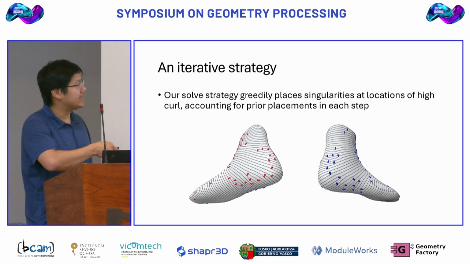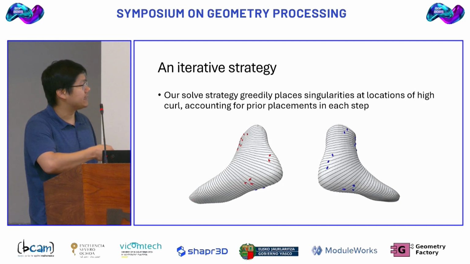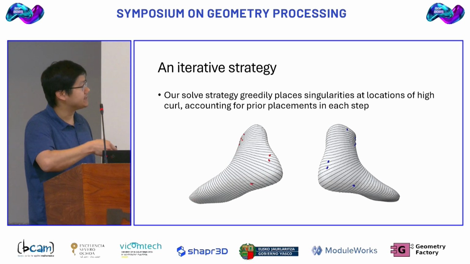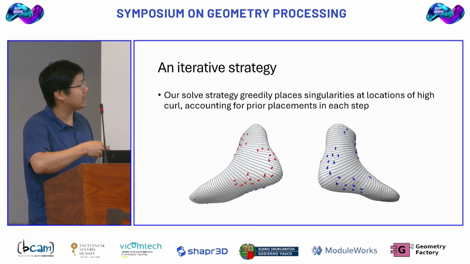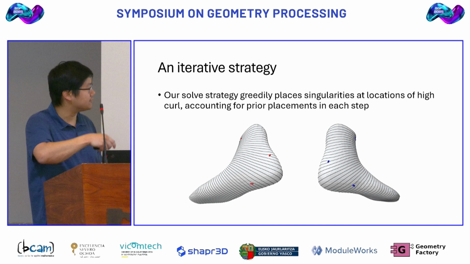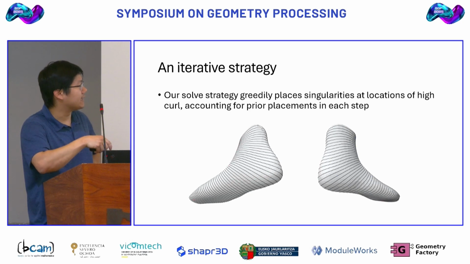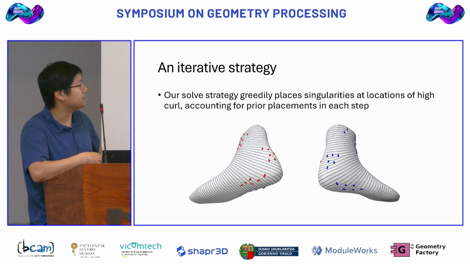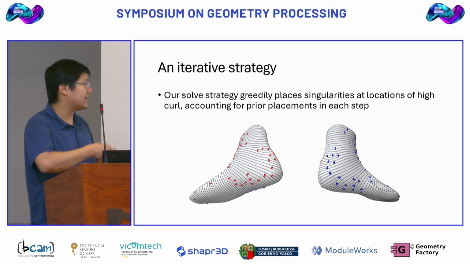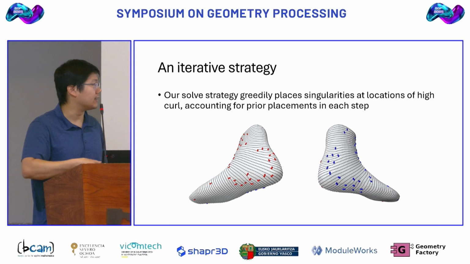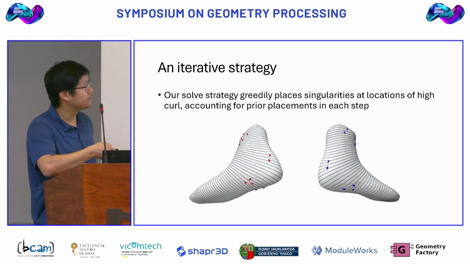Yeah, our high-level idea is that we take an iterative, greedy approach to placement and try to place the singularities in high curl regions while accounting for prior placements. And here's a visualization of the sock model again at a higher resolution than we've seen previously. And crucially, I didn't write here, but we maintain the helix-free constraint while doing so.